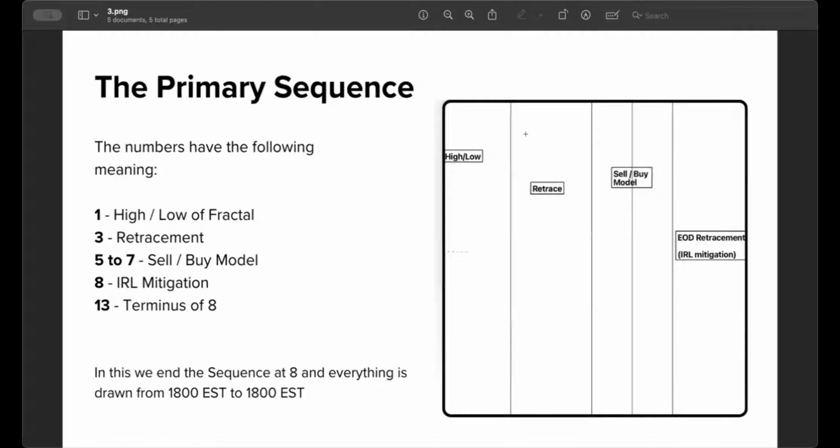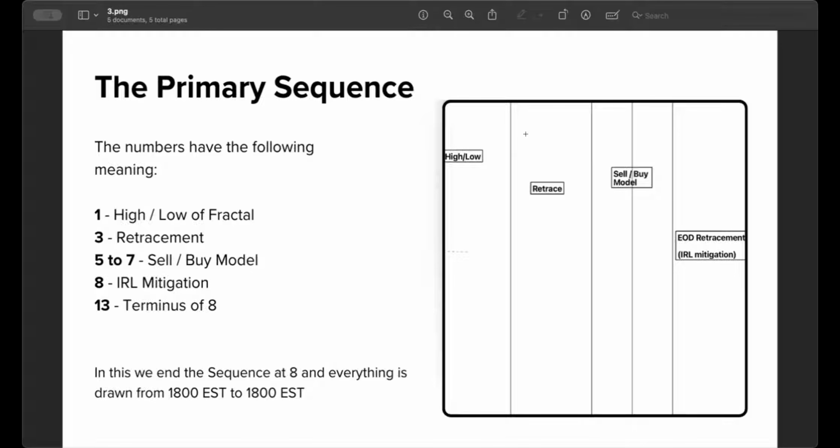Now the primary sequence that I'm talking about: the numbers have a meaning, of course, in price. Number one is the high or low of a fractal. It forms a high or the low. Number three is the retracement. Number 5 to 7 is a sell or buy model.